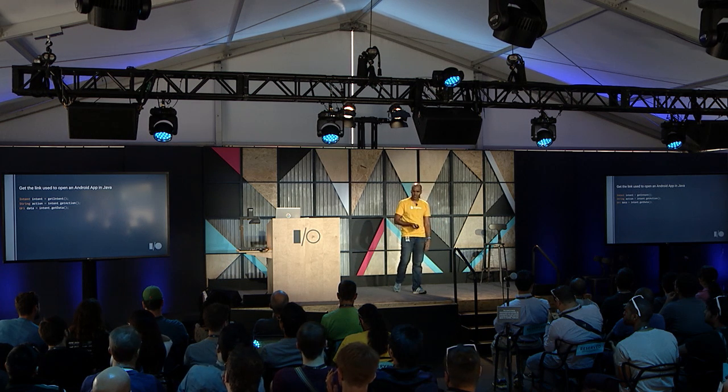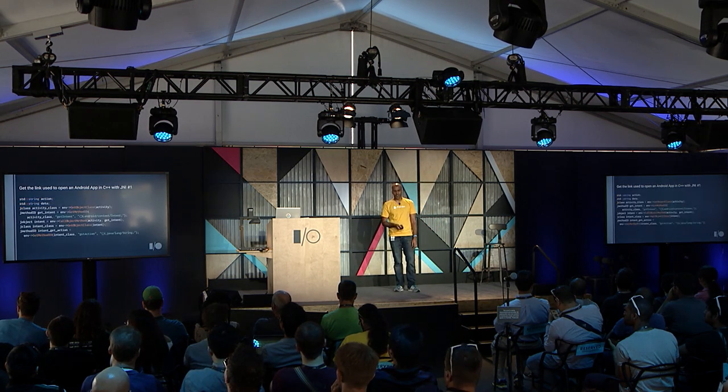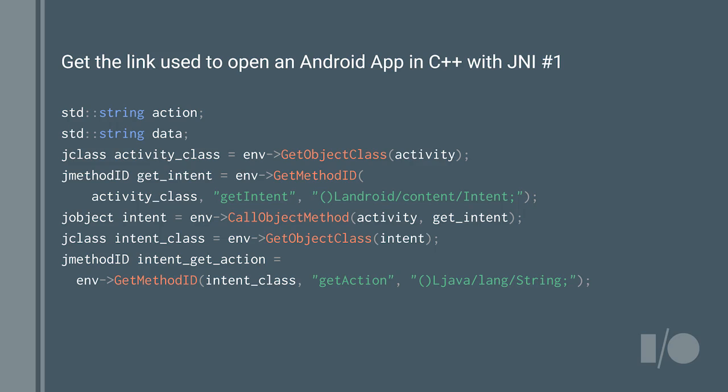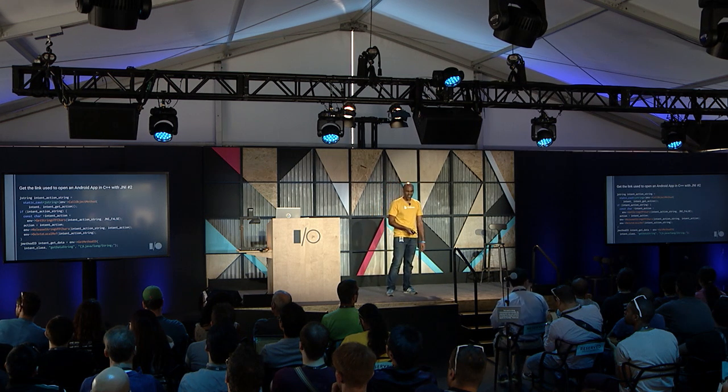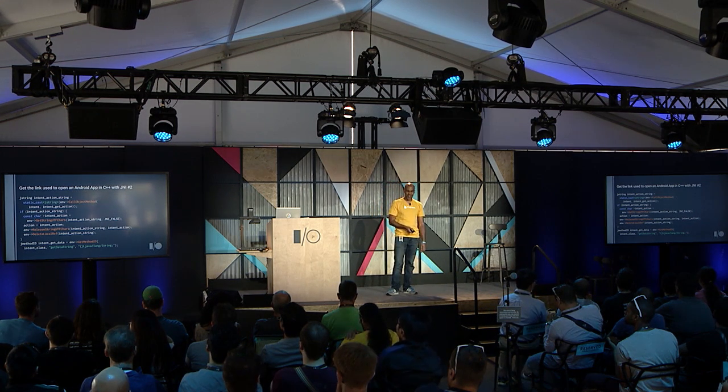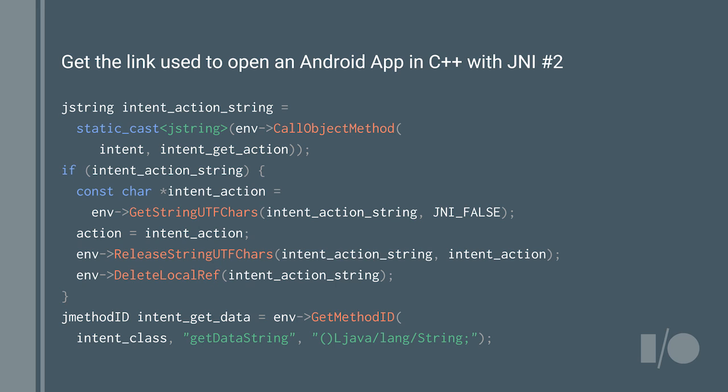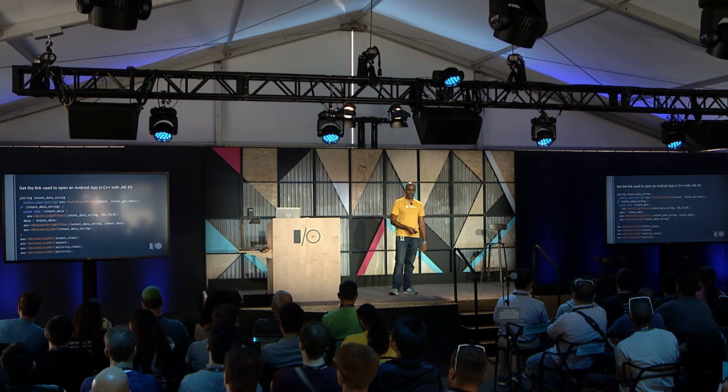So what happens when I try and do this in C++? Well, I've got to do all this horrible JNI. There's a bit of reflection in there as well. So this is the first set of code. I've then got to call a method to retrieve the string. This is the action string. And then if I've got an action string, I'll go and retrieve the array from it. And after I've retrieved an array, I've got to copy it. And then I've got to clean up a load of stuff. And on it goes. All right.